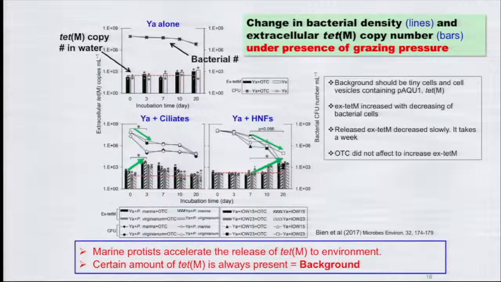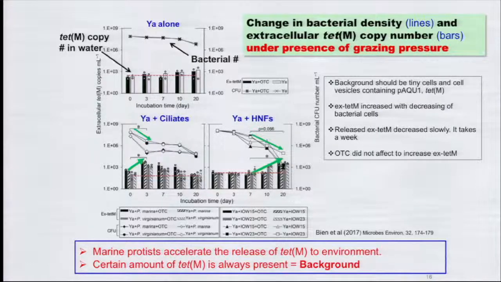So we are calling this amount a background. And then if you put the ciliate, the bacterial number is decreasing very quickly. And then at the same time, the TET-M copy number is increasing. And then the copy number is decreasing gradually, but it takes 1 week to get to the background level. So always we have a background level here.